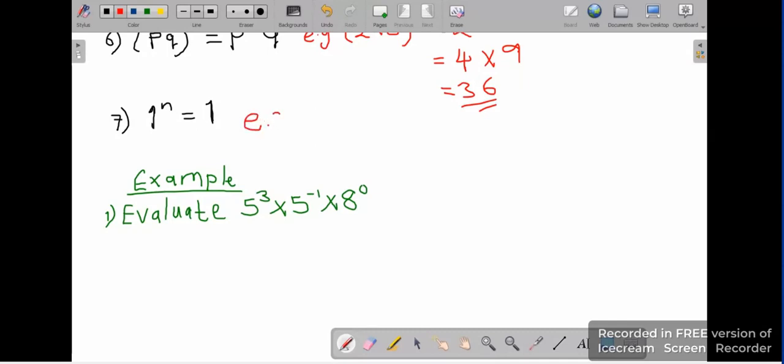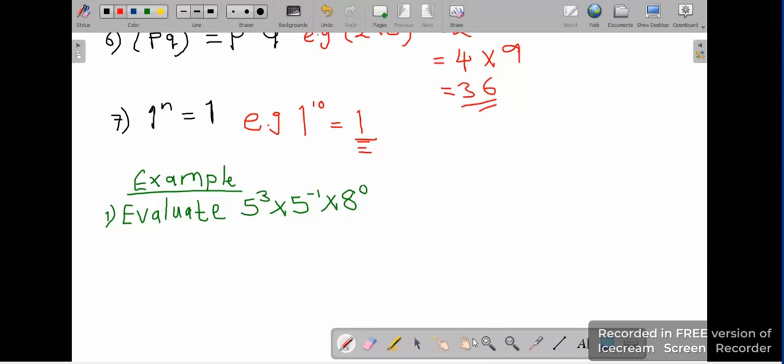For example, 1 to the power 10. We know that it's the same as 1 times 1 times 1, 10 times, which will still give us 1 because we are multiplying 1 times 1 times 1 times 1. It will still give us 1. Those are the rows which are there.